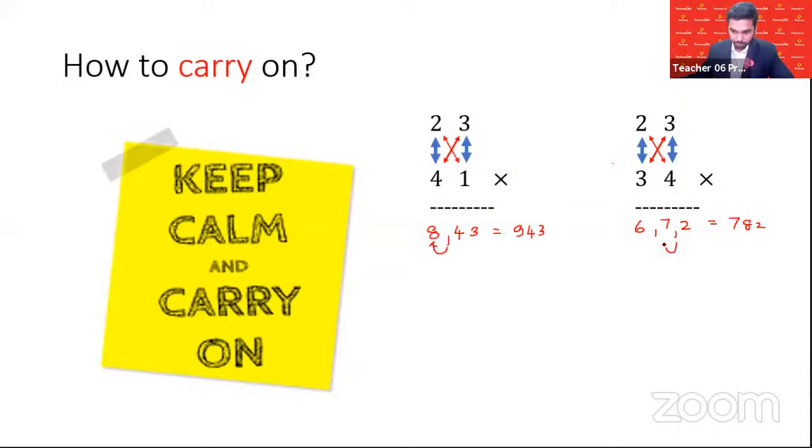What did we do? We added 1 to 7. We added this 1 to 6. The answer is 782. So very good. We can see a lot of answers coming in.